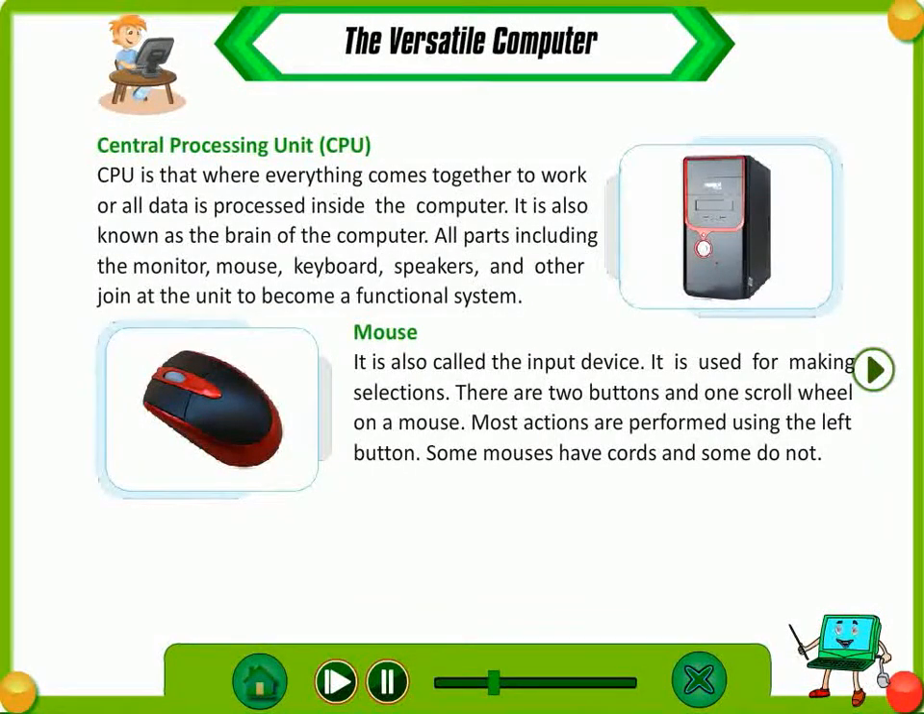Mouse. It is also an input device. It is used for making selections. There are two buttons and one scroll wheel on a mouse. Most actions are performed using the left button. Some mouses have cords and some do not.